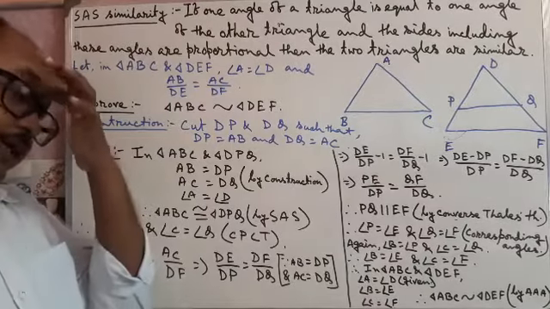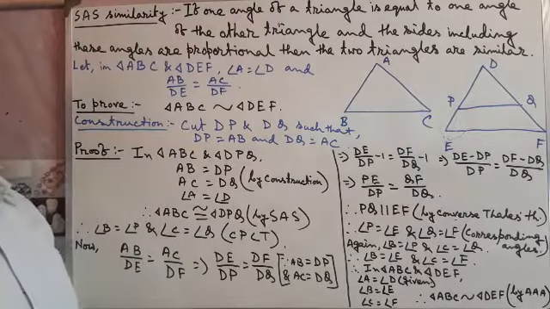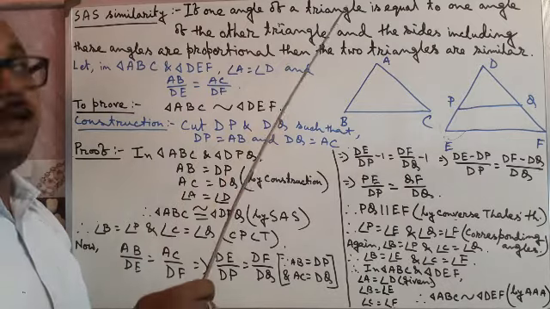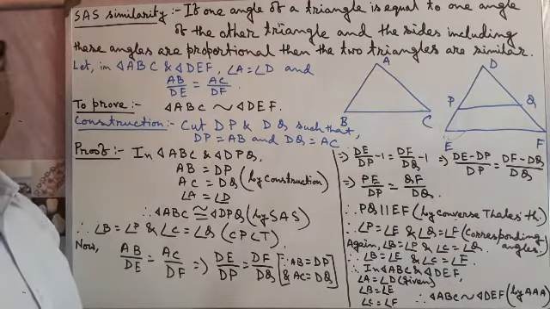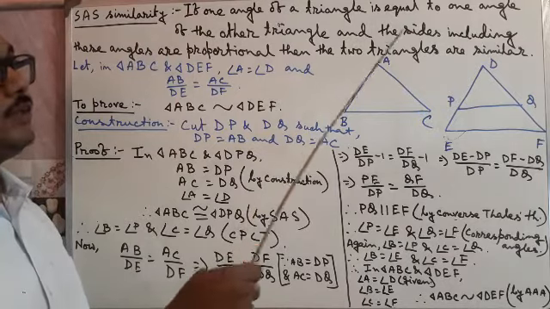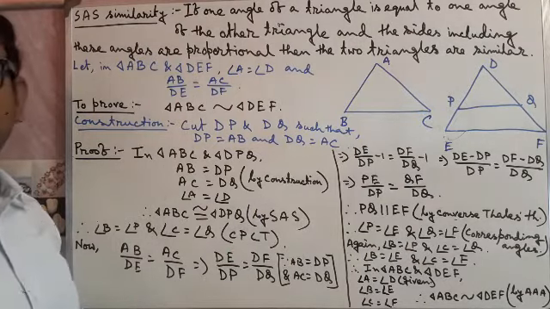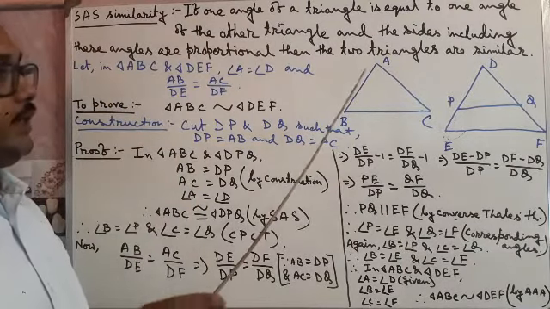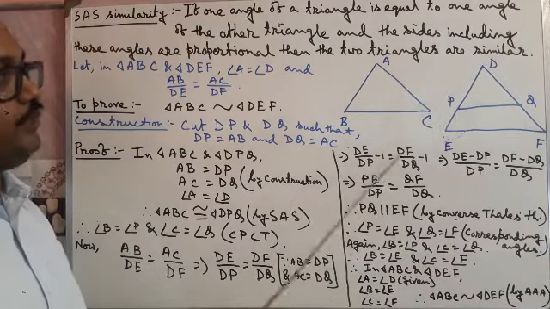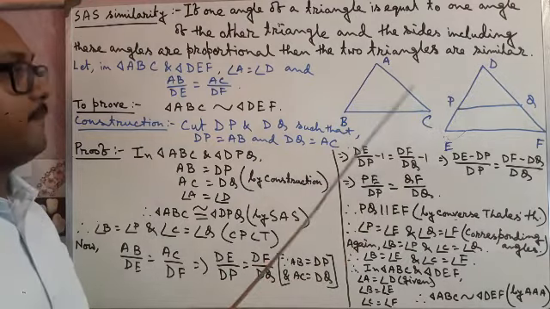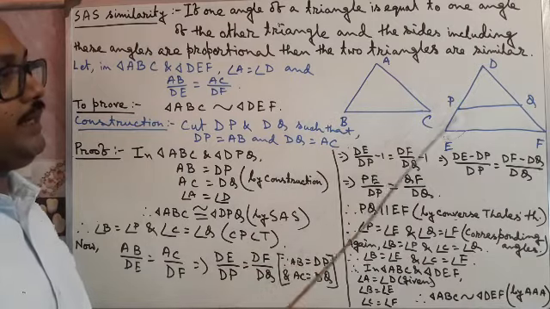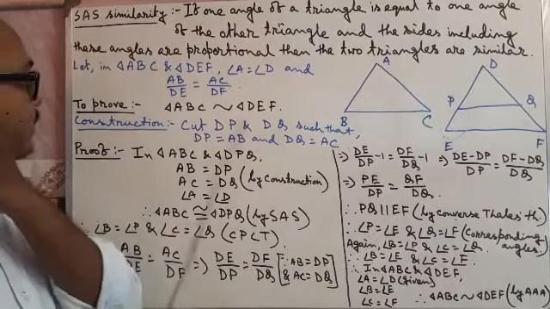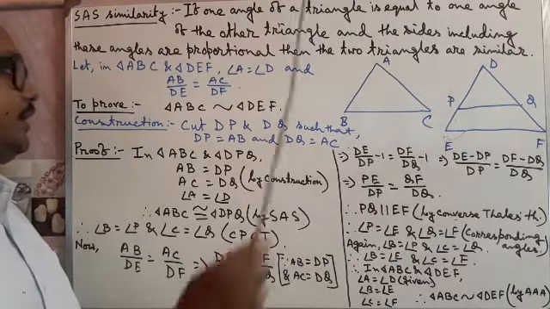The last criteria to check the similarity of triangles is SAS similarity. What is that? If one angle of a triangle is equal to one angle of another triangle and the sides including these angles are proportional, then these two triangles are similar. So let triangle ABC and triangle DEF be such that angle A is equal to angle D, then AB by DE is equal to AC by DF. This is given. We have to prove that triangle ABC is similar to triangle DEF.